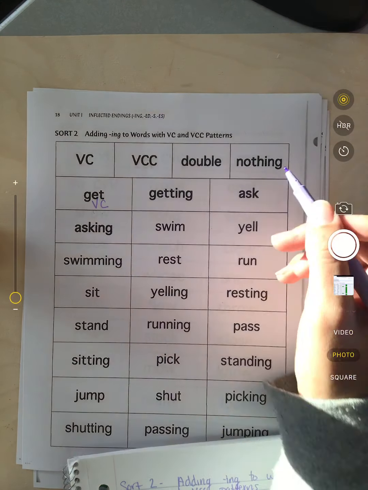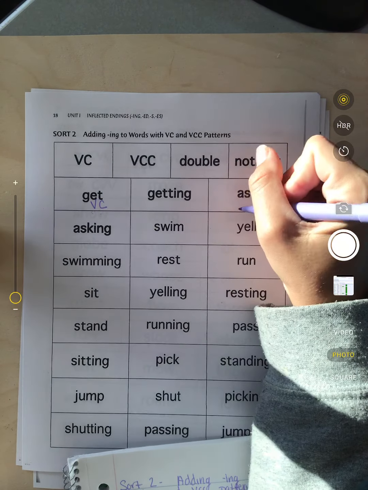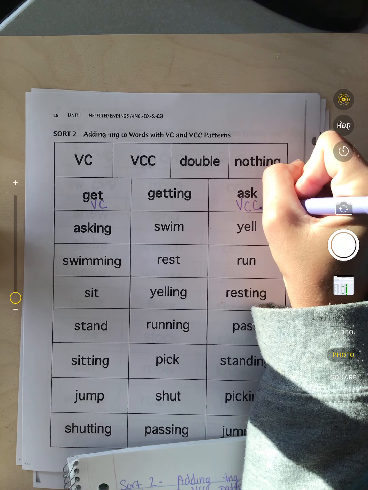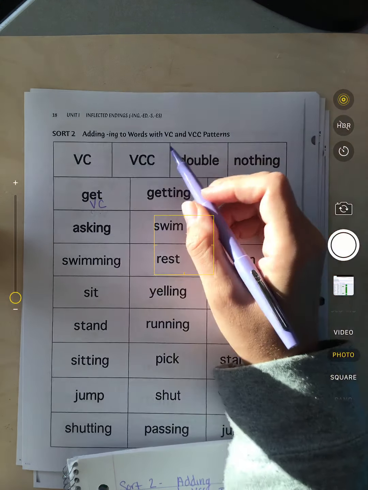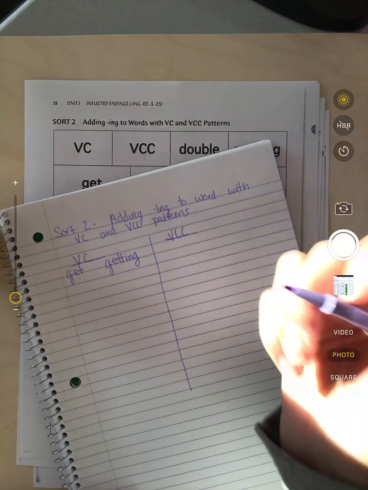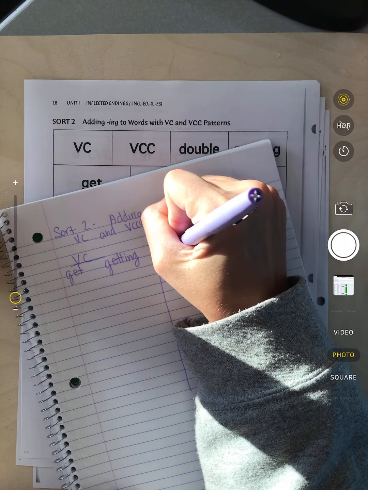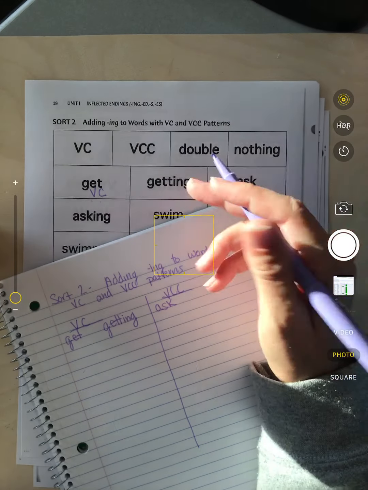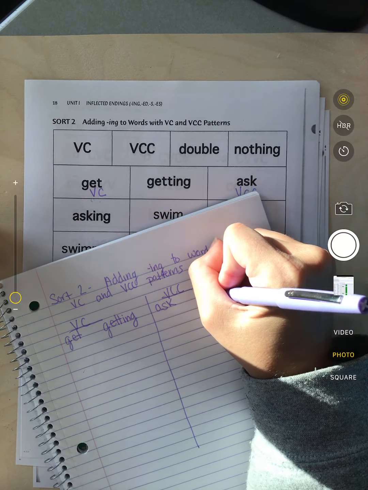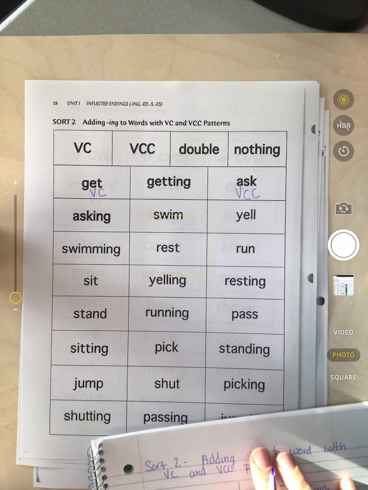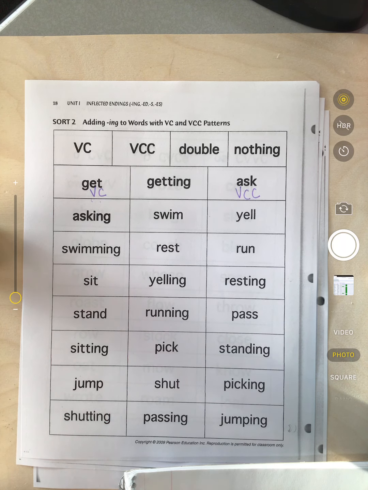Now I'm going to look at ask. I'm going to find my vowel, which is the A, and then I have a consonant and a consonant after. So ask is going to go under the vowel-consonant-consonant. So I'll put ask, and then I'm going to find the ing form. And I'm going to write asking. Okay? And then I'm going to keep doing this.